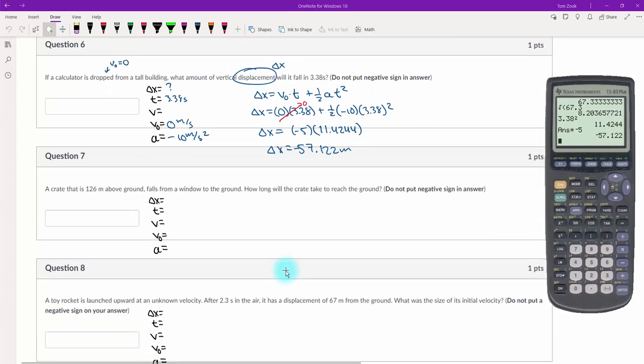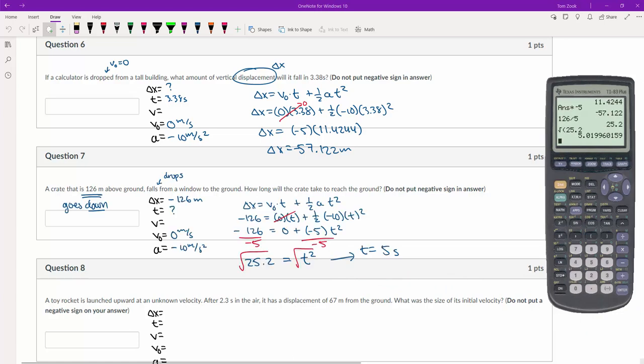Okay, let's take a look at second to last problem. And again, set this one up on your own, pause the video, and we'll see what the answer looks like in a couple of seconds here. Okie dokie. So we got a crate is 126 meters above ground, falls, which means it drops. And if it's going downward, that means the 126 displacement it's going to have during the time of the problem is negative. It's got a negative displacement. How long will the crate take to reach the ground?